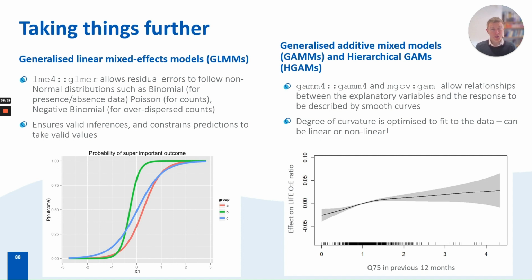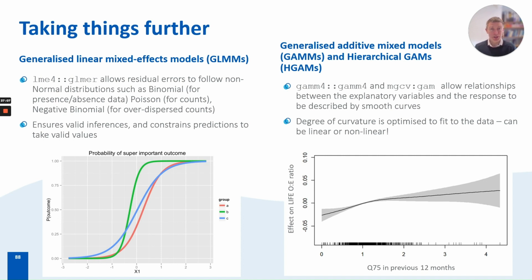The other way in which these models can be extended is to relax the assumption that the relationship is always a linear straight line. We can use two different modelling techniques: generalised additive mixed models and hierarchical generalised additive models. Both of these techniques allow us to model the relationship between the response and each predictor variable as a smooth curve. You can see an example on the slide here.